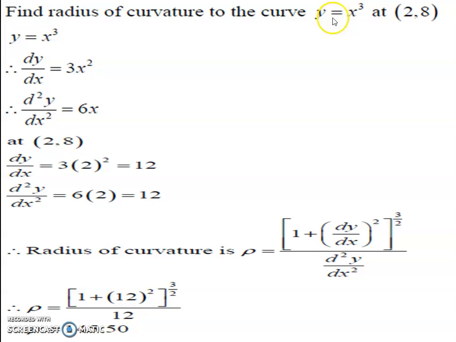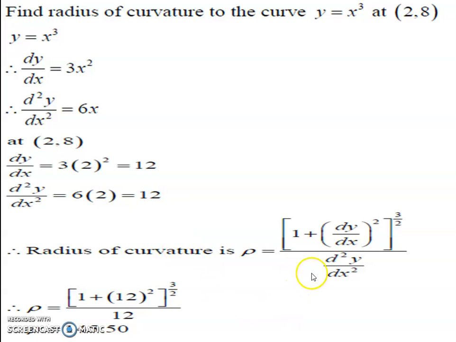Find the radius of curvature. y is equal to x cube at 2, 8. y is equal to x cube. Taking derivative with respect to x, 3x square. d square y upon dx square, 6x. At point 2, 8, so dy by dx we have to put x is equal to 2, that is 12. d square y by dx square, x is equal to 2, that is 12.